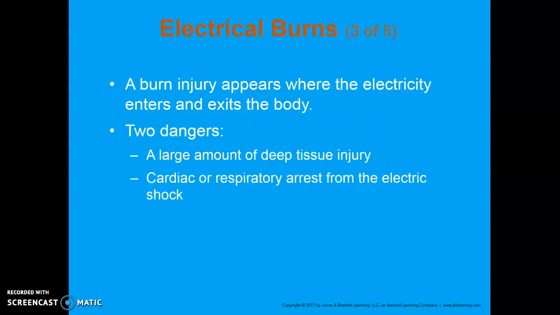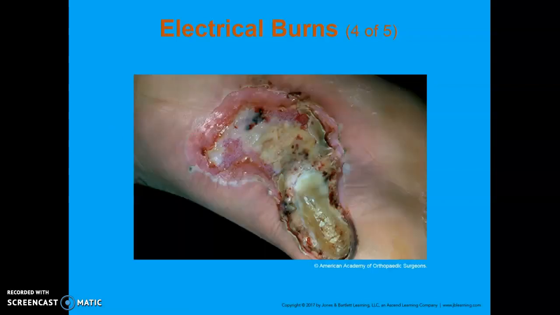A burn injury appears where the electricity has entered the body and where it exits, but it can cause a different injury along the path as well. There may be a large amount of deep tissue injury that you can't see, because the electricity is bounced around in the body rather than being visible. Your patient may or may not go into cardiac or respiratory arrest. If the patient's not in cardiac arrest when you get there, it's very unlikely that they will progress that direction. Here's a look at an electrical burn.